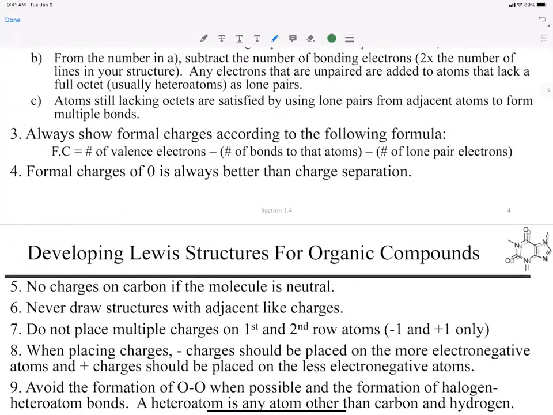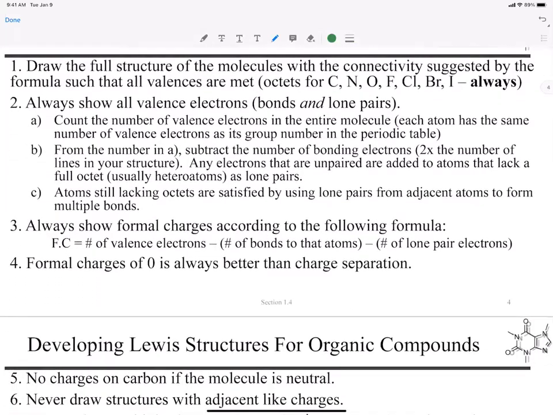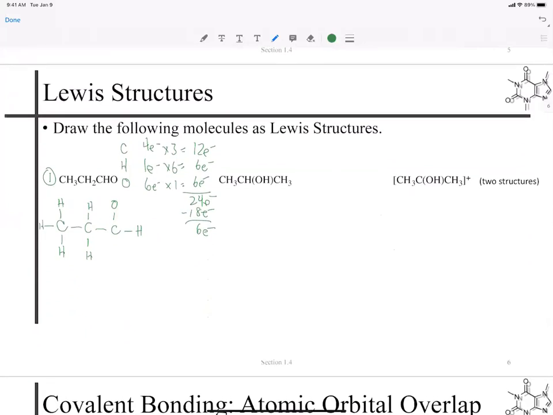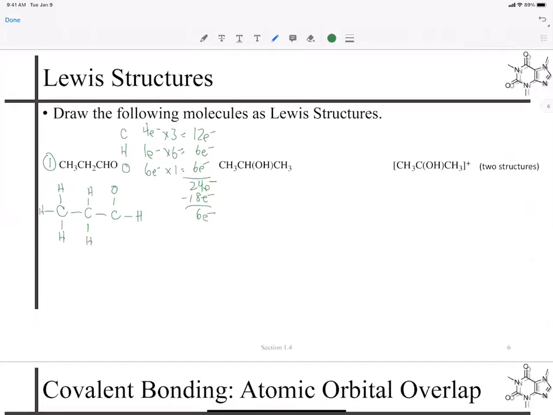If we just go back to our steps here and look at step 2B, we subtract the number of bonding electrons from the number that we had originally calculated. We just did that. So we now have 6 electrons left. It says any electrons that are unpaired are added to atoms that lack a full octet, typically heteroatoms. So we do have a heteroatom here, oxygen. Recall a heteroatom is anything other than carbon and hydrogen.